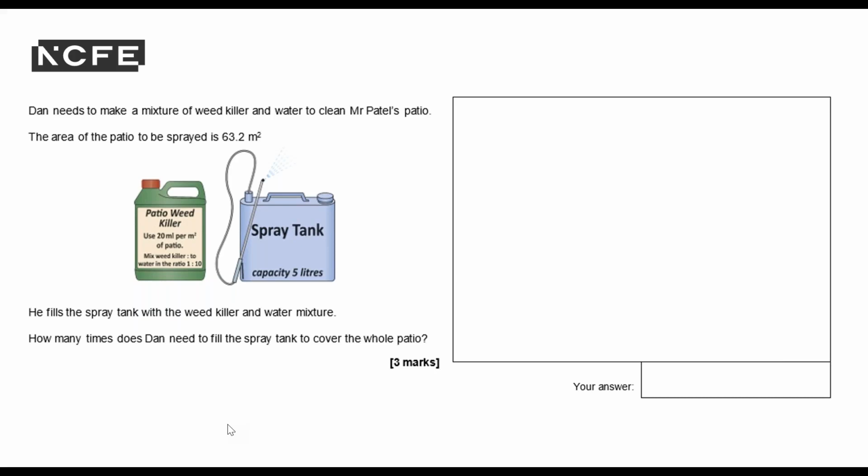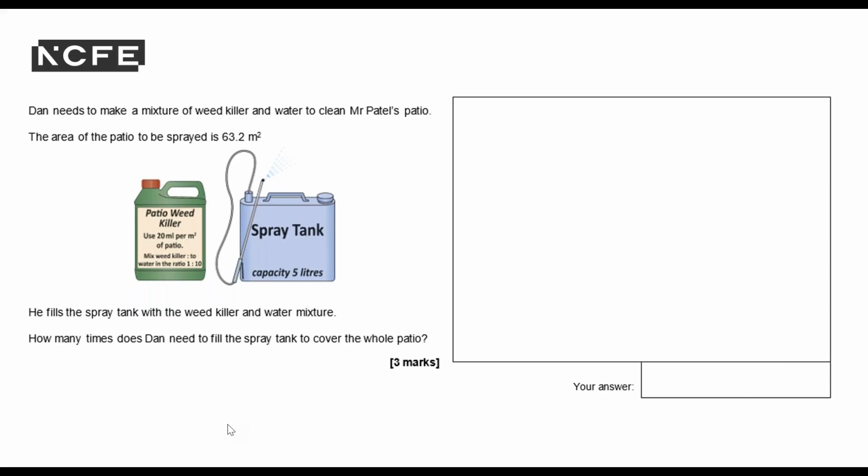Dan needs to make a mixture of weed killer and water to clean Mr. Patel's patio. The area of the patio to be sprayed is 63.2 meters squared. He fills the spray tank with the weed killer and water mixture. How many times does Dan need to fill the spray tank to cover the whole patio?